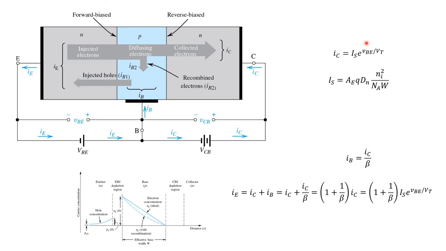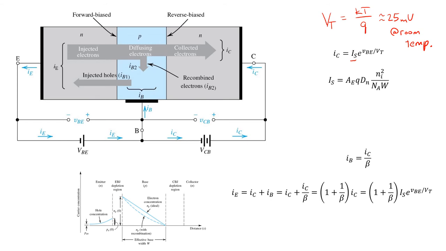And we've already seen that expression in our analysis of diodes. It's an exponential function of VBE. Specifically, we've got this term VT over here. Remember that VT equals kT over q, the so-called thermal voltage. It's about 25 millivolts at room temperature. So we've got that classic exponential relationship, just like we have in a diode. And then we've got this scale current IS.